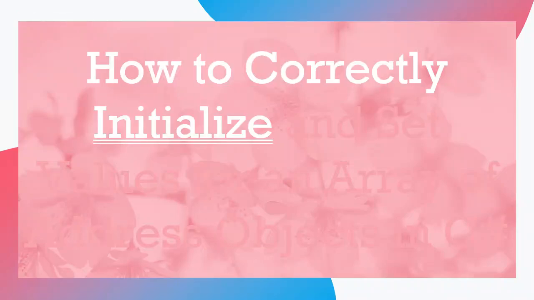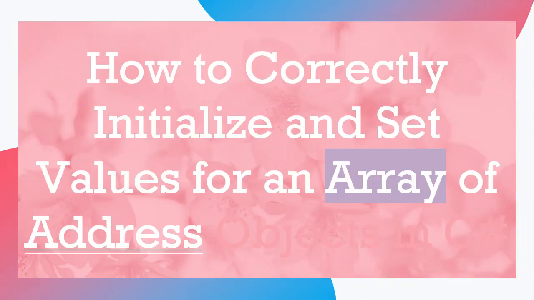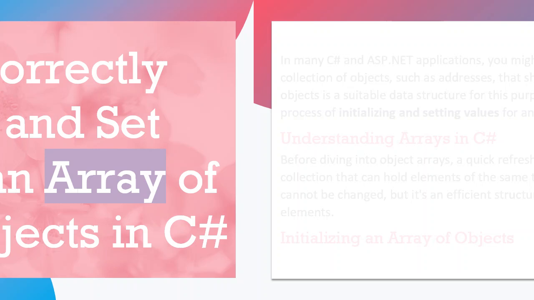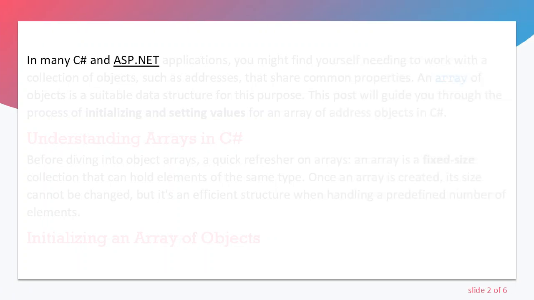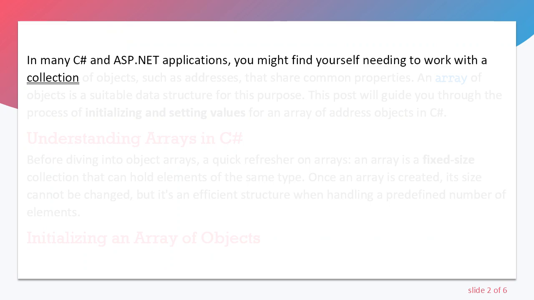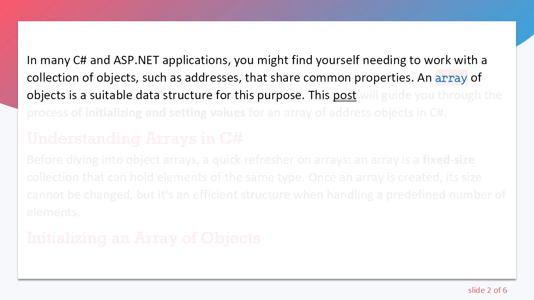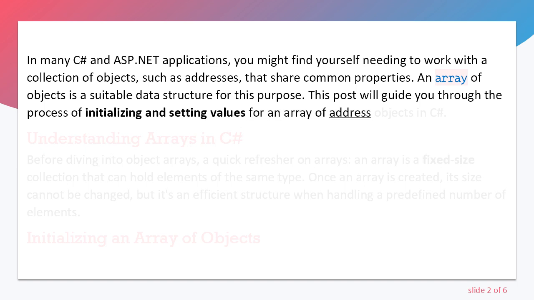How to correctly initialize and set values for an array of address objects in C#. In many C# and ASP.NET applications, you might find yourself needing to work with a collection of objects, such as addresses, that share common properties. An array of objects is a suitable data structure for this purpose. This post will guide you through the process of initializing and setting values for an array of address objects in C#.